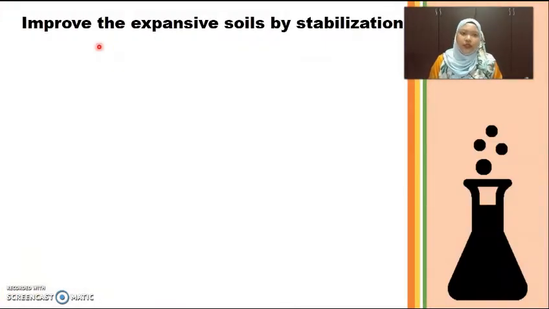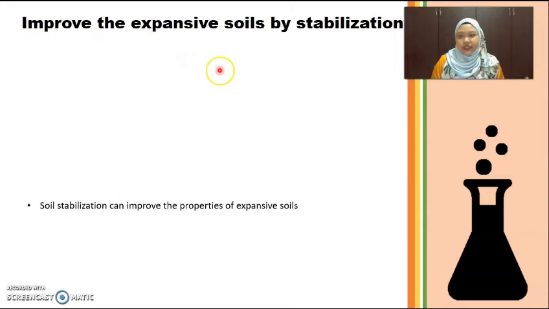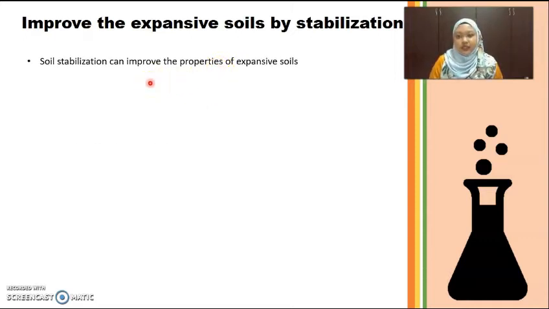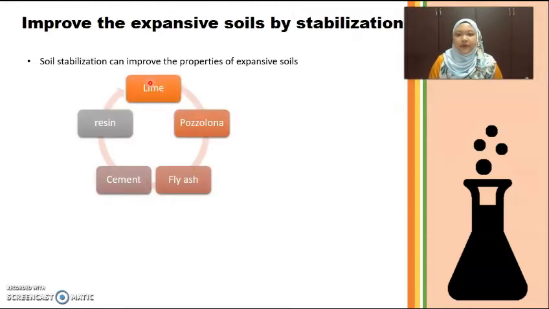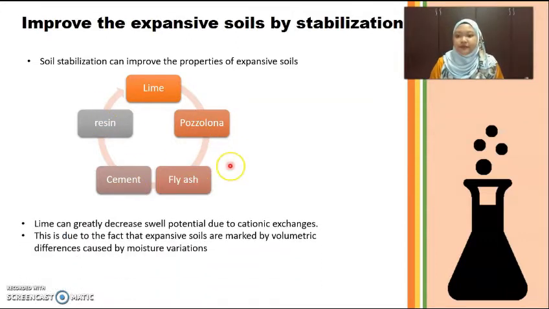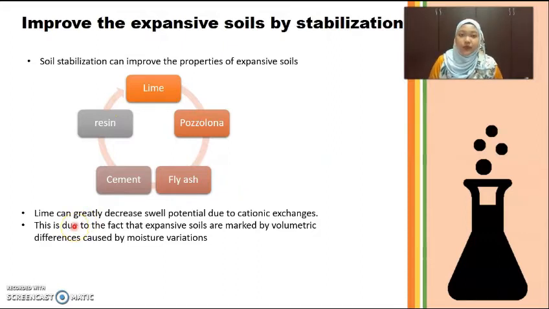So the third solution, which is the last solution, is to improve the expansive soil by stabilization. Soil stabilization can improve the properties of expansive soil. These are the possible materials that can be used to stabilize the soil: lime, pozzolana, fly ash, cement, and also resin. Lime can greatly decrease swell potentials due to the cationic exchange, and this is due to the fact that expansive soils are marked by volumetric difference caused by moisture variations.